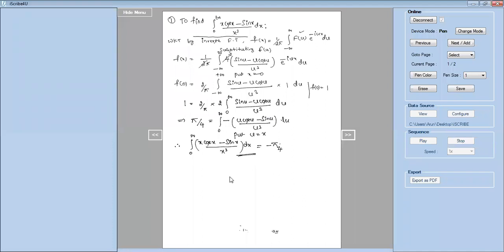Now similarly, there is one more thing to find in this problem. To find integral 0 to infinity x cos x minus sin x divided by x cube into cos of x by 2 into dx. This is the second integration you have to evaluate.